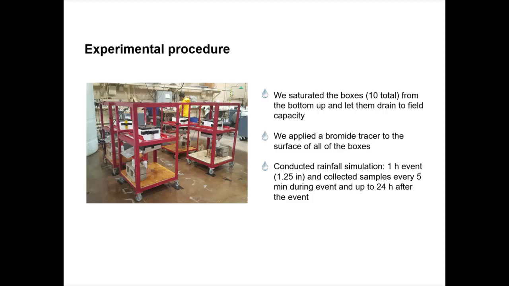What we did with this, we had 10 boxes total, and we saturated the boxes from the bottom and let them drain to field capacity. So the soil conditions were pretty wet when we did our rainfall simulation. We applied a bromide tracer. Bromide is called a conservative tracer because it moves essentially like nitrate does through the soil. Largely, we think of nitrate moving through the soil matrix.